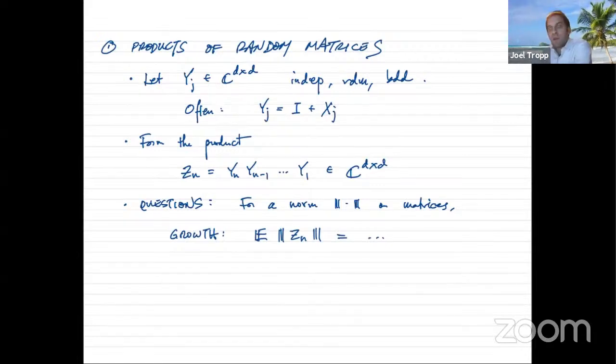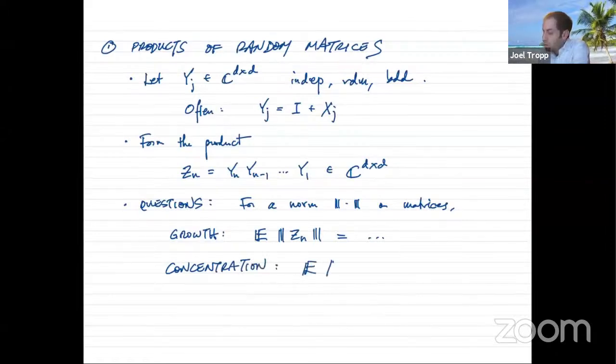So these Y_j don't need to have the same distribution, and in fact, they could be quite complicated. And so the goal when studying the growth of the product is just to get a rough estimate for the order, to try and understand about how big it is in this distinguished norm. The second question you might ask about, which is the one that I'm going to focus on, is concentration.